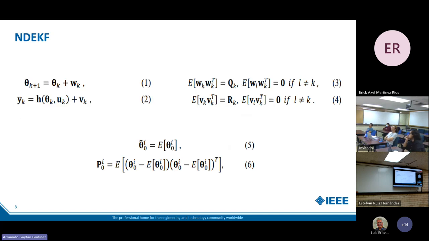For the non-decoupled extended Kalman filter, we consider that through the training it makes the estimation of an optimal stationary state of the neural network, as expressed in equations 1 and 2, where theta is the state vector formed by the weights and biases of the neural network, and h is a nonlinear function of the network output. The process equation has white noise, satisfying expression number 3, and the output equation also has white noise, satisfying expression number 4.